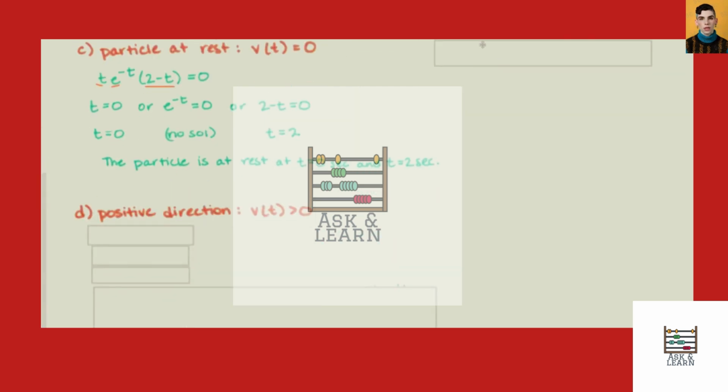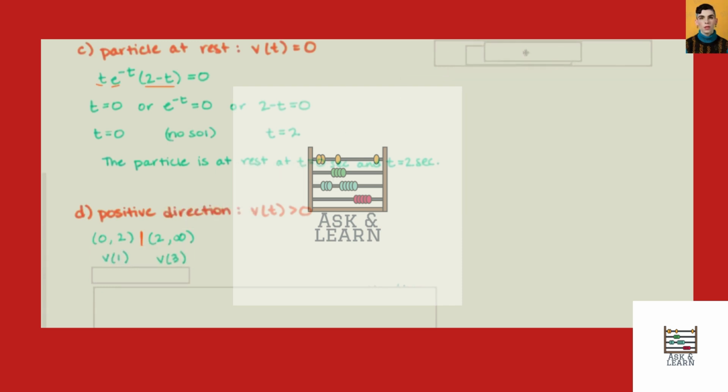Next, we want to know when the particle is moving in the positive direction. It's moving in the positive direction when it has a positive velocity, and it would be moving in the negative direction if it had a negative velocity. We just figured out when its velocity is 0, so to figure out when its velocity is positive, we can divide the number line into intervals, splitting it up at the time when its velocity was 0, when it was at rest. And so we have the interval from 0 to 2 and the interval from 2 to infinity.